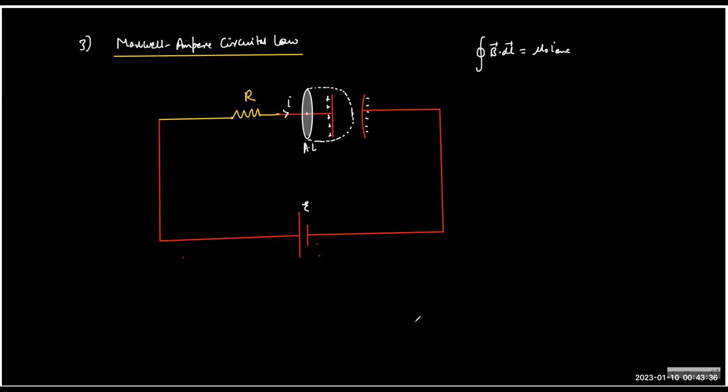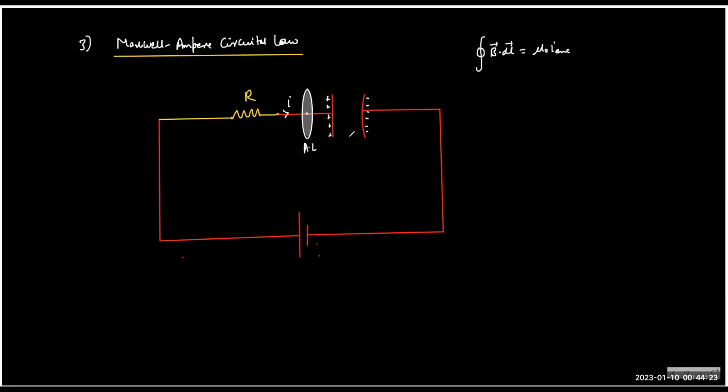Sir, I don't exactly understand how the loop is made. Okay, like this. You can make the loop like this. Rather, I'll draw something like this. Or you can also make the other way around. So loop means what? If you think of this as a loop, then what is the current crossing this loop?